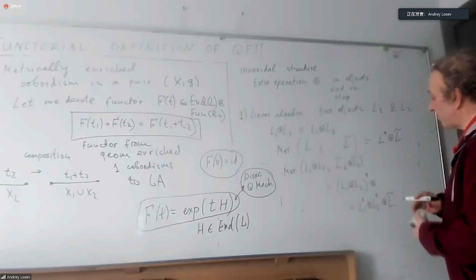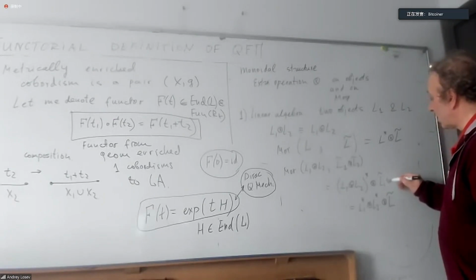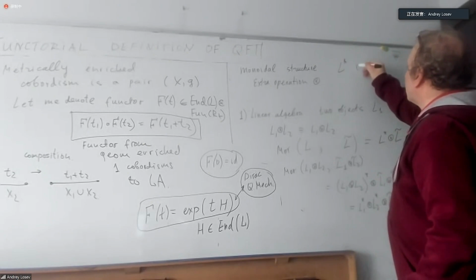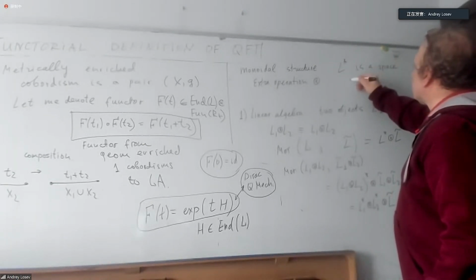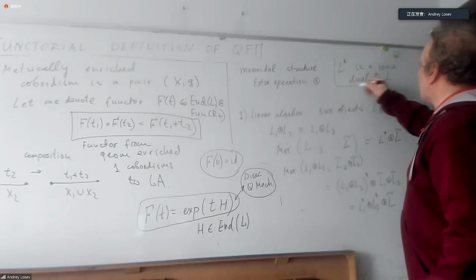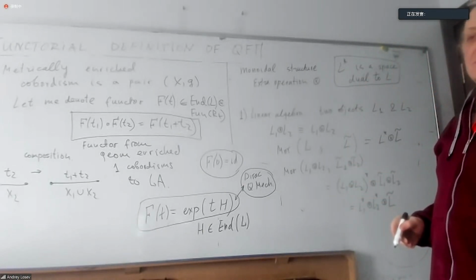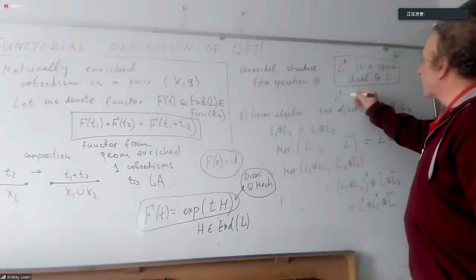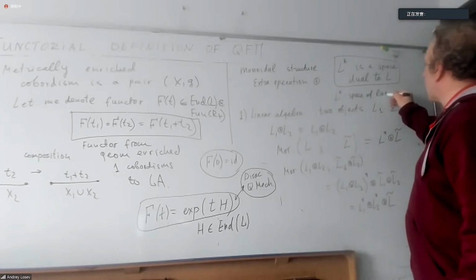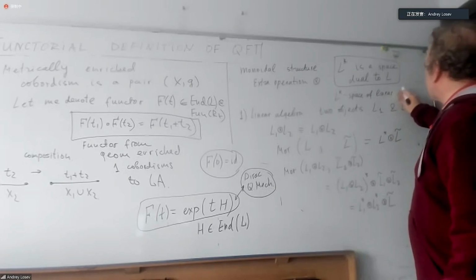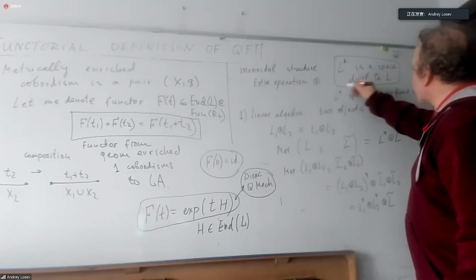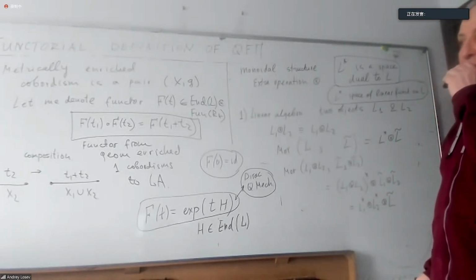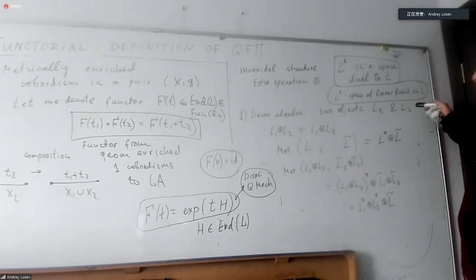Excuse me, Professor. Yes? I didn't hear that. What is L star? L star is the dual space. It's a standard notation. L star is a space dual to L. It's a standard definition in linear algebra. It's a space of linear functionals on L. People study it immediately when they study linear algebra, so I decided not to define it.